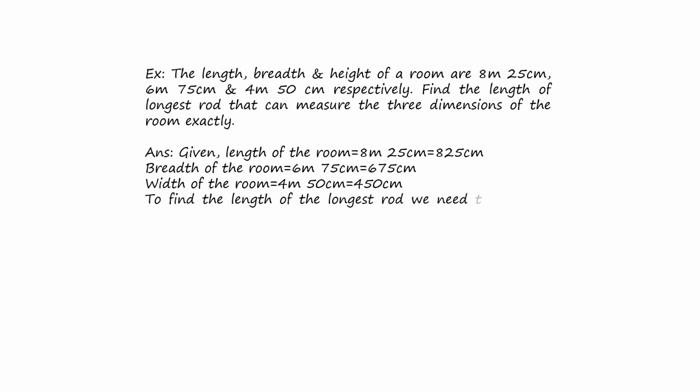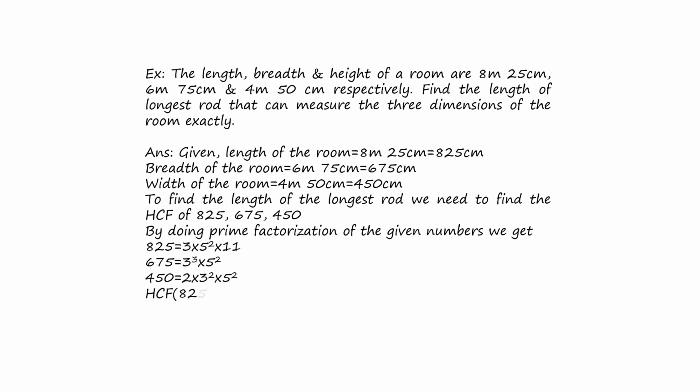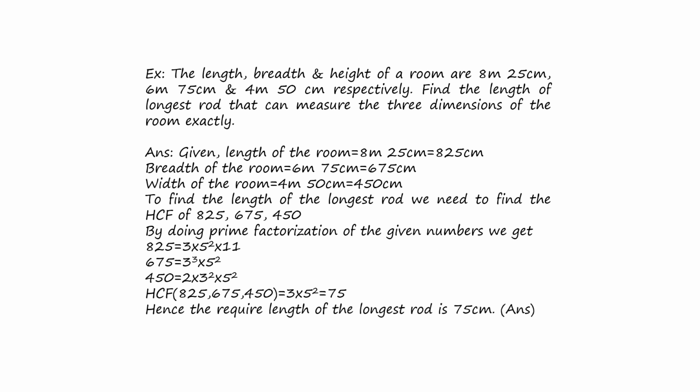To find the length of the longest rod, we need to find out the HCF of 825, 675 and 450. By doing the prime factorization, we get 825 is 3 into 5 square into 11, and 675 is 3 cube into 5 square, and 450 equals 2 into 3 square into 5 square. So HCF of 825, 675 and 450 is 3 into 5 square, which is equal to 75. Hence, the length of the longest rod is 75 centimeters.